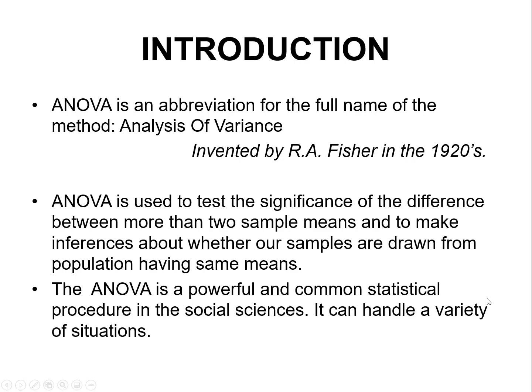ANOVA is used to test the significance of the difference between more than 2 sample means and to make inferences about whether our samples are drawn from populations having the same mean or different means. Just like we discussed with the null hypothesis and the alternative hypothesis, our null hypothesis will be that the means of the different groups are the same, and the alternative will be that at least one mean is not the same as the other means.